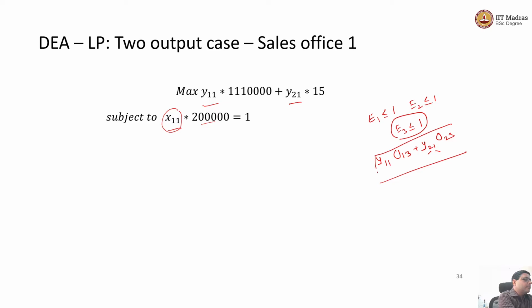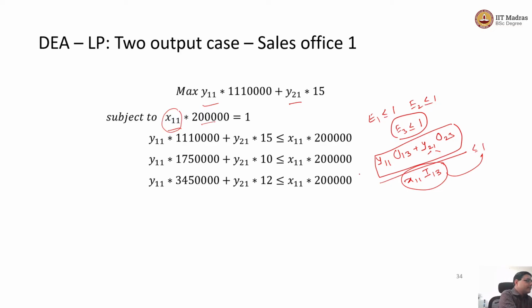This is the weighted output divided by weighted input. X11 is going to be the weight assigned by the first sales office for input 1. However, the input value I will use, the first input I will use, will be for DMU3. And then I move this, so this has to be less than or equal to 1. I will move this to the right hand side and write the constraint in a linear way.